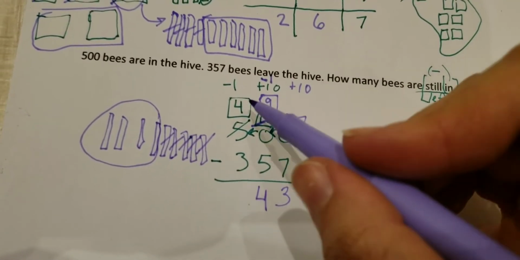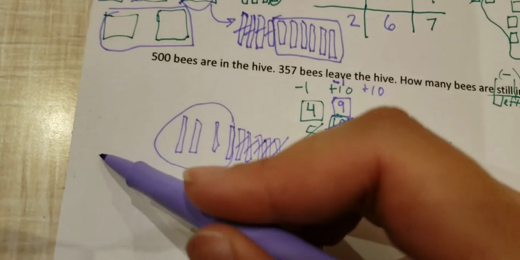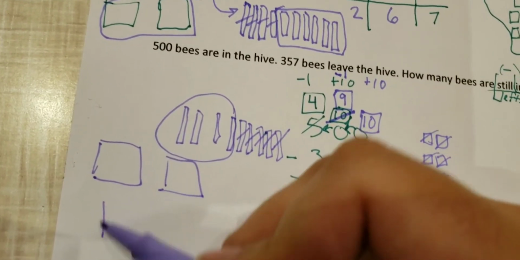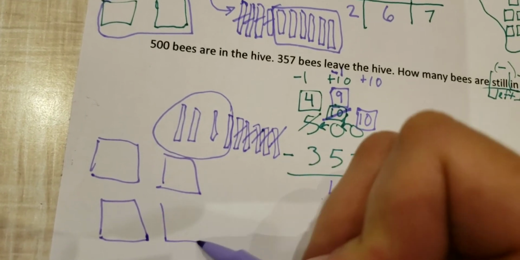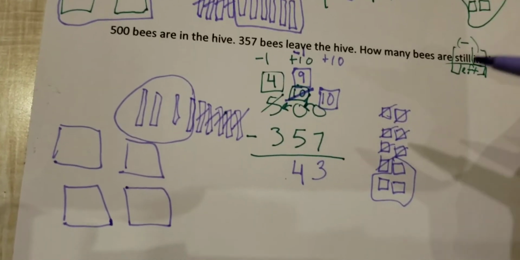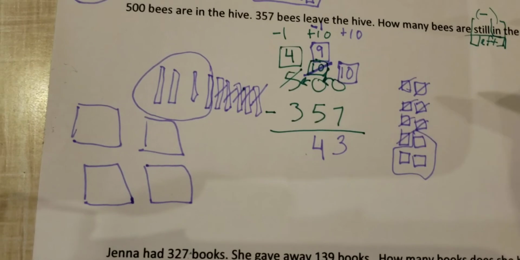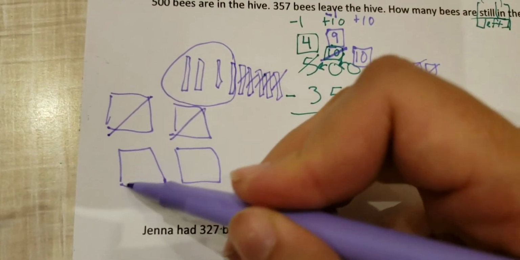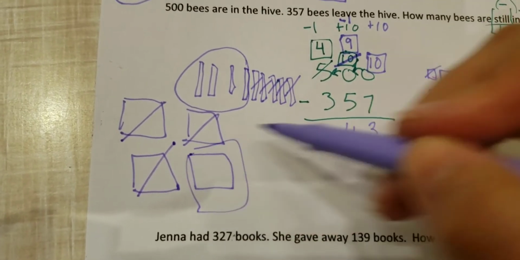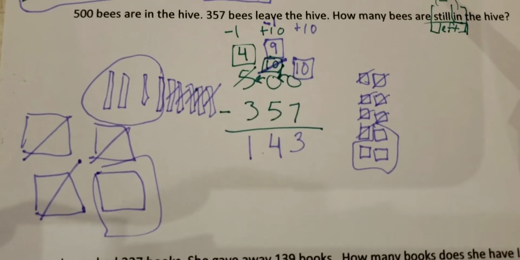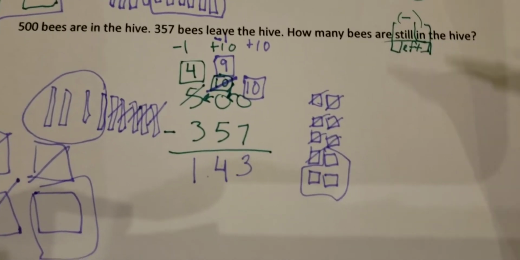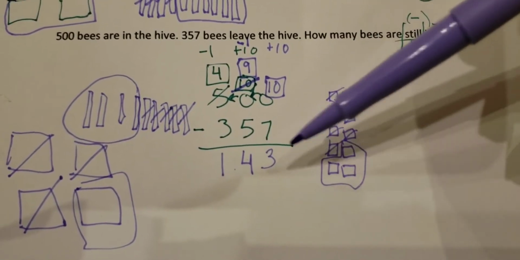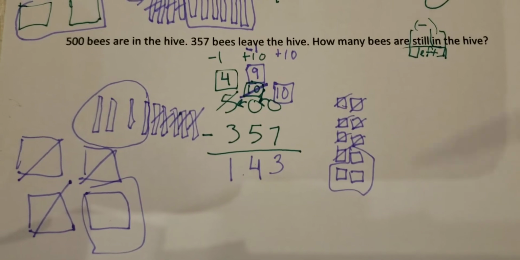I have 4 hundreds. I could draw that, or I could just do the math in my head. I know that's 1, but I'm going to do this to show you, because we always like to check our work, or prove that our answer is correct. 4 minus 3, 1, 2, 3. I took away 3, and I have 1 left. So 500 minus 357 is 143.